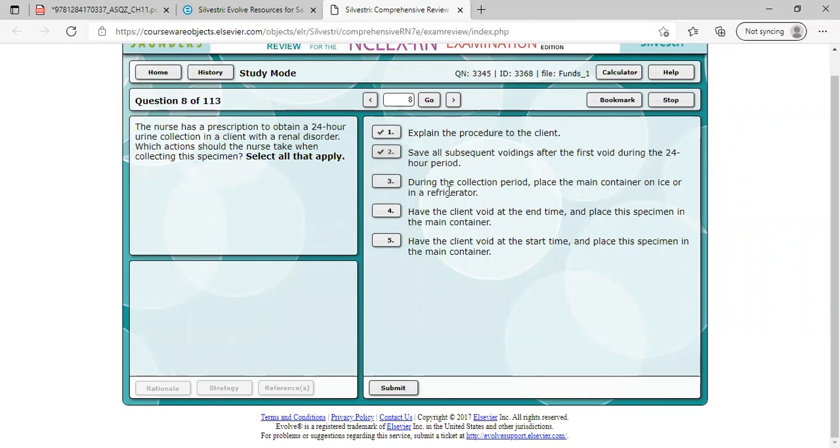And here, during the collection period, place the main container on ice or in a refrigerator. So for this 24 hours, we need to collect the urine, and we could put it in the refrigerator. Otherwise, bacteria will develop. It is a correct choice as well. And have the client void at the end time, and place the specimen in the main container.